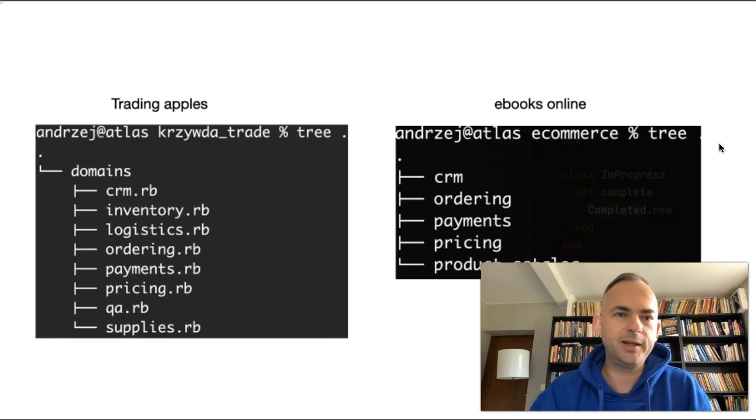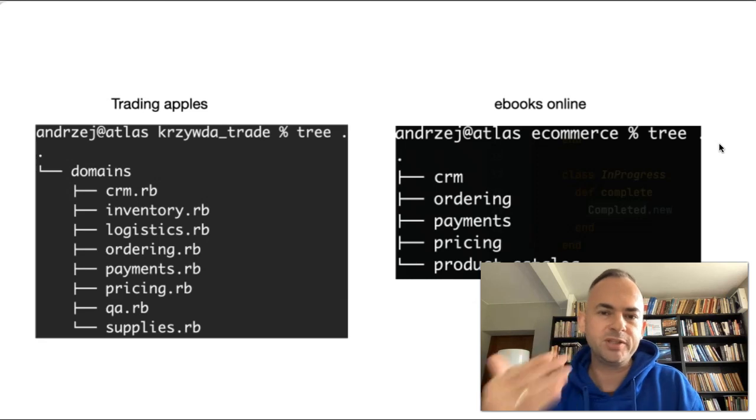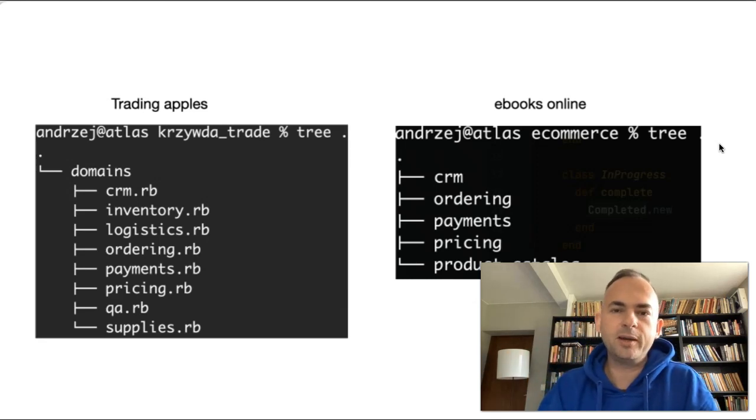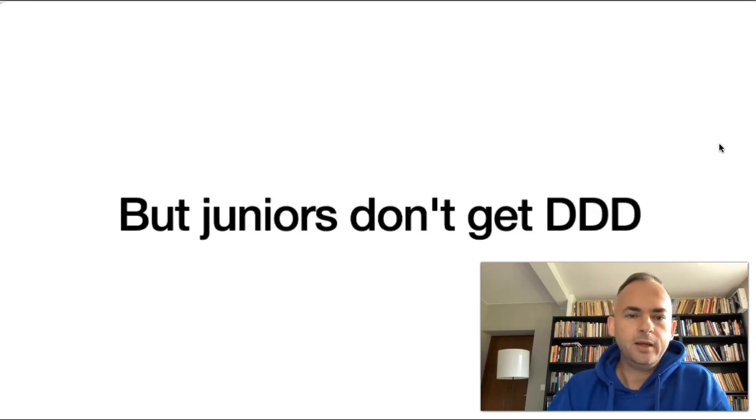And this is one of my claims today, or hypothesis, that in many of our projects we have the same business modules, but they are sometimes hidden behind the specifics of the business. But we all have CRM, we all have ordering, we all have payments, pricing, catalog, and so on and so on. So it's very, very similar, and maybe there is some potential for reusability.